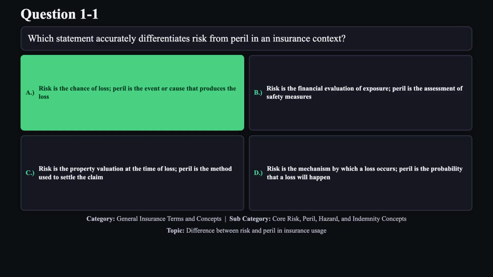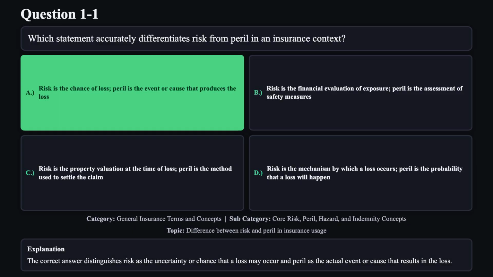The correct answer is A. The correct answer distinguishes risk as the uncertainty or chance that a loss may occur and peril as the actual event or cause that results in the loss.